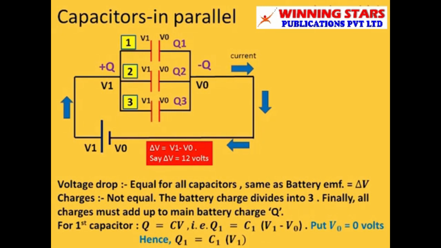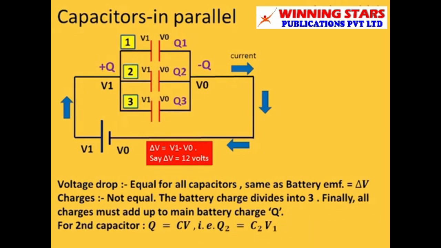So if we take the first capacitor, the charge on the first capacitor is generally equal to CV. Therefore, Q1 will be equal to C1 into (V1 minus V0). Since we put V0 equal to 0, it will be C1 V1. This is how you start deriving. Now, if we come to the second capacitor, Q2 again will be equal to C2 into (V1 minus V0). We put V0 as 0, therefore it is C2 into V1. So that's how we start deriving the charge distribution among these three capacitors in parallel.